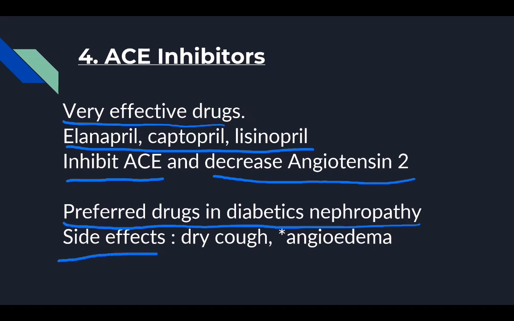Side effects of these drugs include dry cough and angioedema. Angioedema is a severe side effect because ACE enzyme is also responsible for breakdown of bradykinin. But when we inhibit ACE, then bradykinin levels go up, causing vasodilation and angioedema.